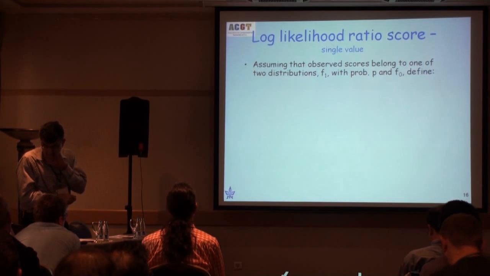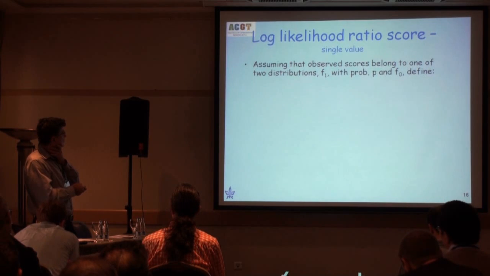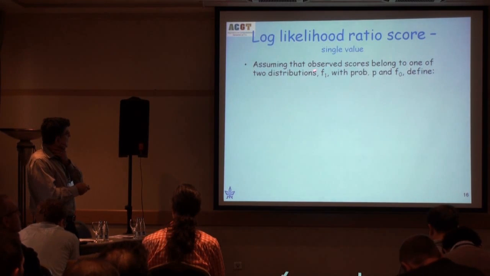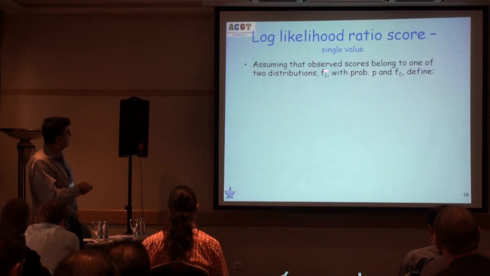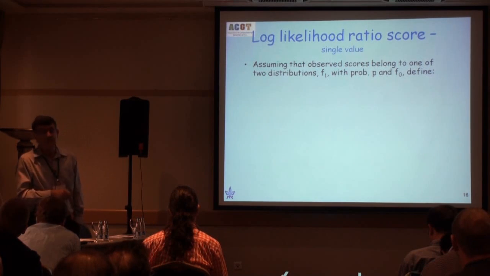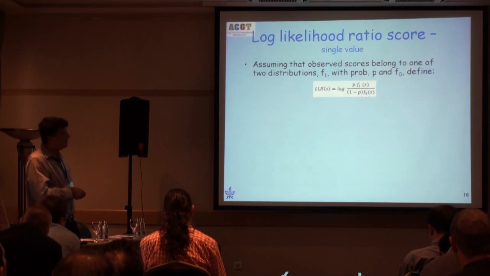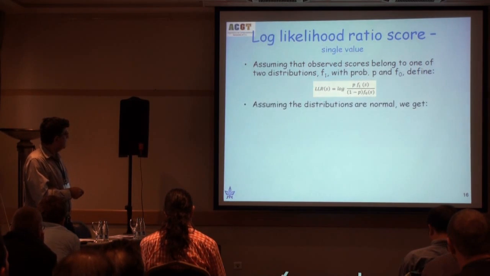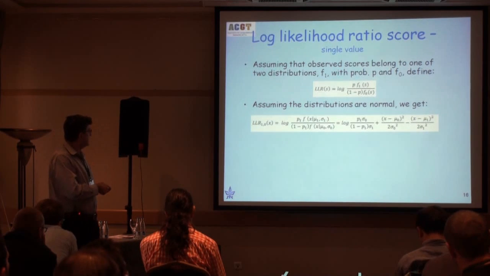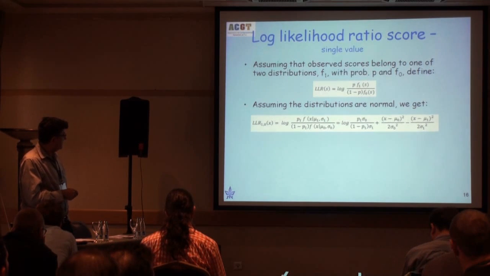Okay, so one way to deal with these scores is to assume that our data is a mixture of 2 distributions, F1 and F0, F1 with probability P, F0 with probability 1 minus P, and we define the log likelihood ratio as the log of this ratio of observing a particular value S. And again, we assume that the distributions are normals, and then we can come up with an explicit expression of this value depending on the parameters of the distribution.